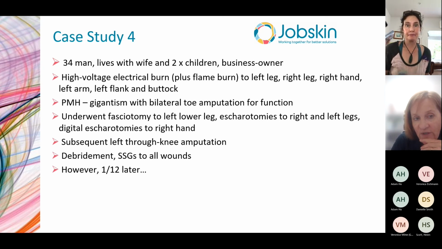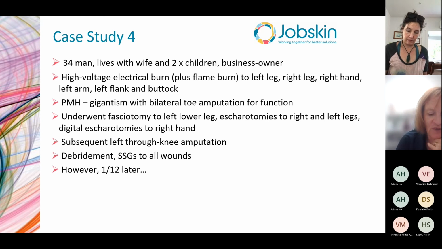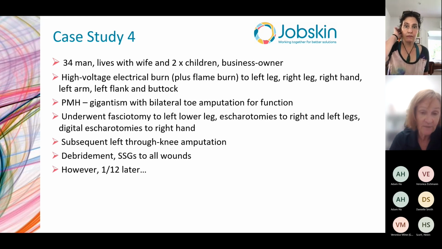Now, when he came in through emergency, he had to have a fasciotomy to the left lower leg, an escharotomy to the thigh, and then escharotomies for lower leg and thigh on the right, and also escharotomies to the middle, ring and little fingers of his right hand. Unfortunately, it was deemed that the tissue on the lower leg, where there'd been the fasciotomy, was not going to be viable, and so he had to have a through knee amputation. And I might add that he was in grave danger of having amputation to his right lower leg as well. However, you'll see subsequently what the surgeon did, which enabled him to keep his leg.